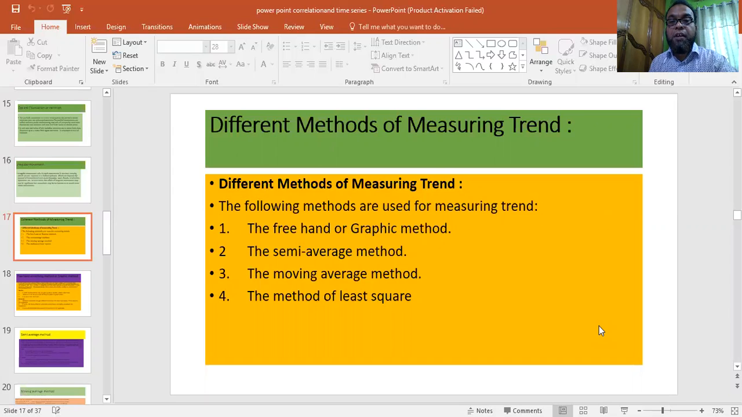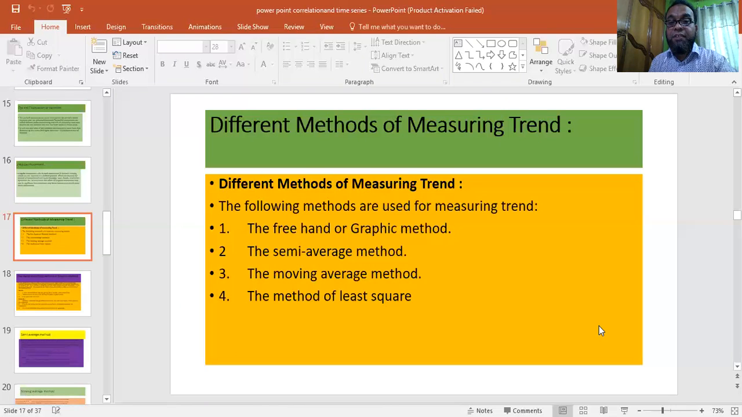The freehand or graphical method, semi-average method, moving average method, and the method of least square. It is clear to you that the method of least square does not belong to your syllabus. So we don't discuss this method, and we also do not solve any maths of the least square method.